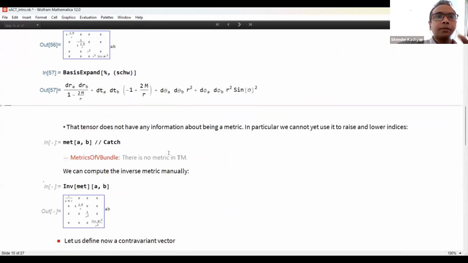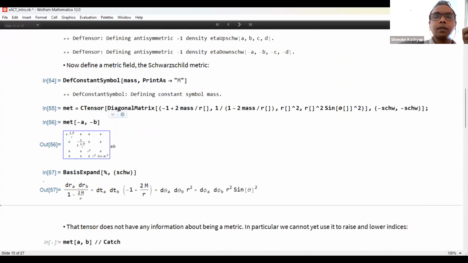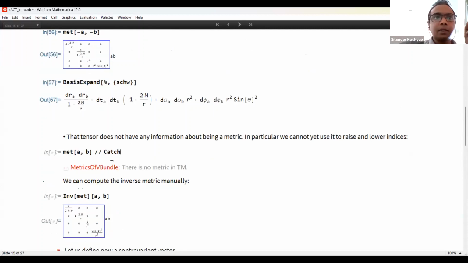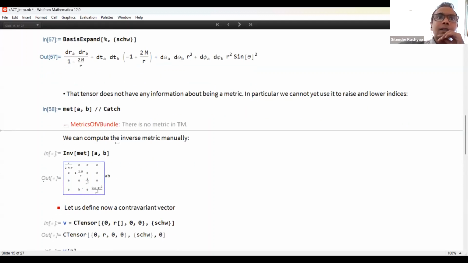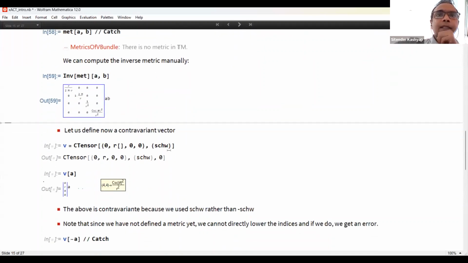Okay. So now, so far, we have not declared that this MET is a CTensor, but we have not told xAct or xCoba that this is a metric. So what is going to happen, for example, is if I do MET AB, because it is naturally defined as minus A minus B, but if it is up, then it's telling that the metric on the bundle, there is no metric that has been defined. Okay. So, but what we can do nonetheless is manually define the inverse of the metric, and then it will give us this is the inverse. See, it has become cosine squared theta.